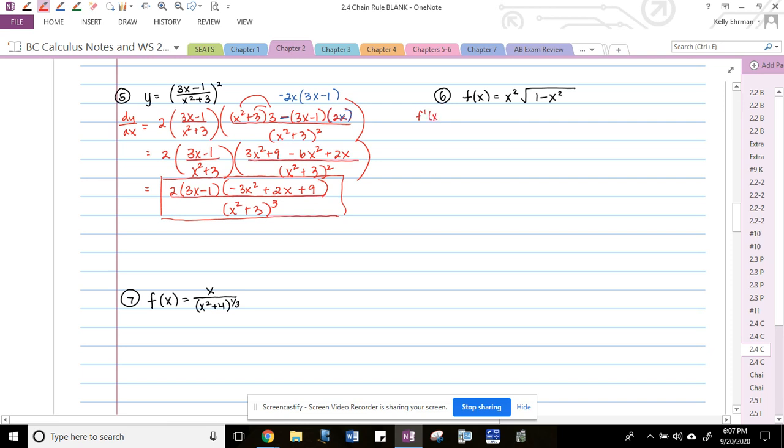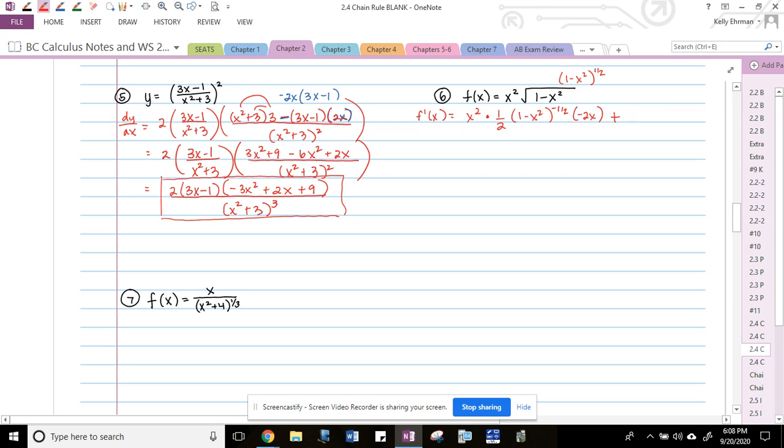So f prime of x, using the product rule, it's the first function times the derivative of the second. So, okay, what is the derivative of the second? Remember, this is 1 minus x squared to the 1/2. So it's 1/2 times 1 minus x squared to the negative 1/2 times the derivative of 1 minus x squared, negative 2x. So that's just the derivative of the second function plus the second function.